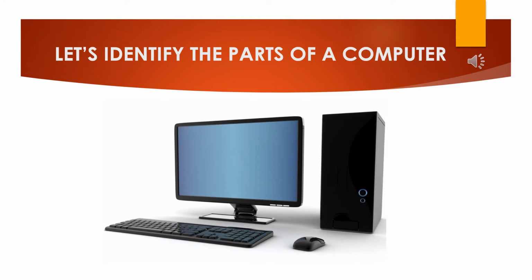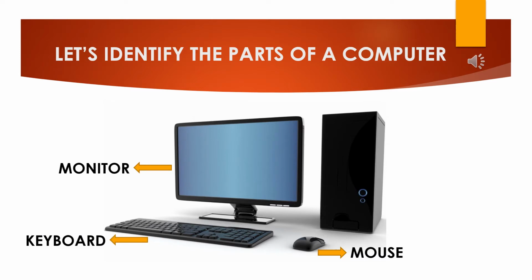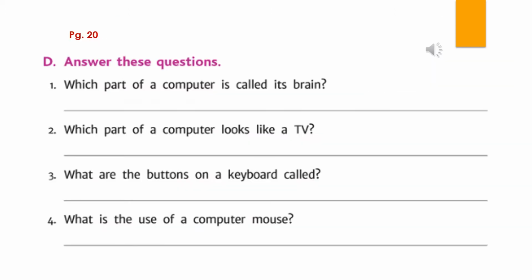So we have learned that the different parts of a computer are the monitor, the mouse, the keyboard and the CPU. Let's revise what each part of the computer does through these questions. These questions are on page number 20 of your book. You can write the answers in your book.